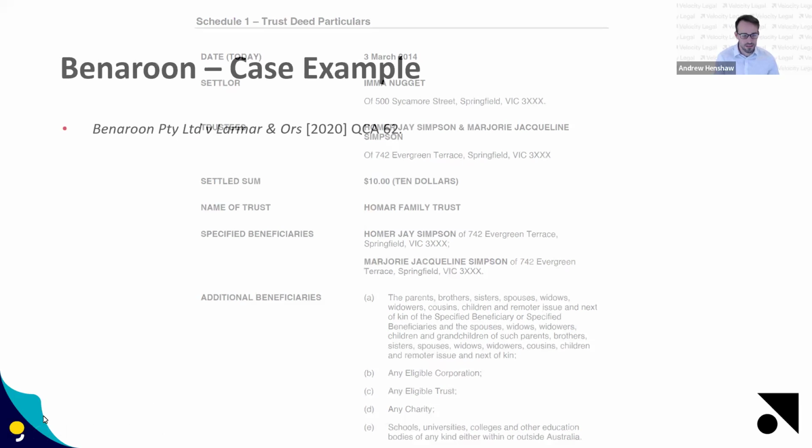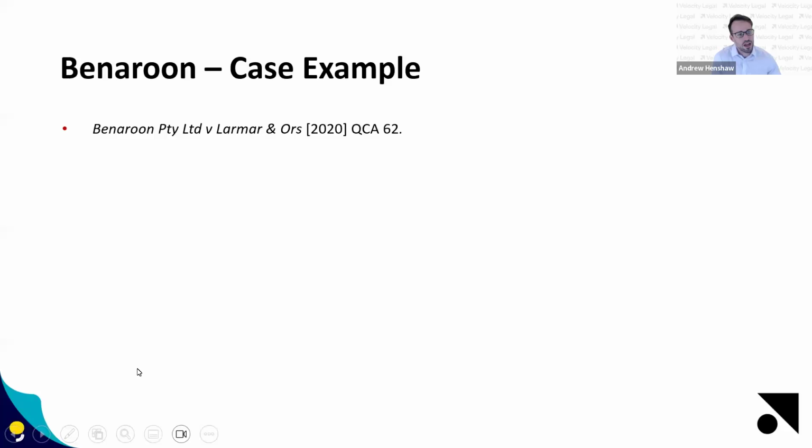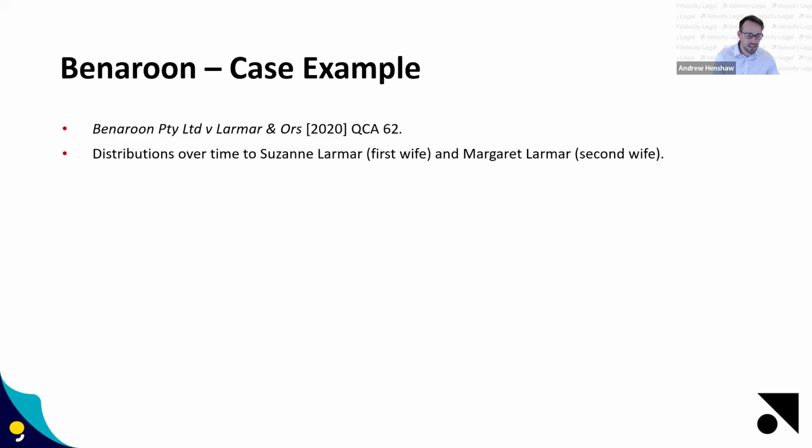Okay, another case example, a real-life example, is a case in Queensland from a couple of years ago. It's a really interesting case. It's called Benaroon and Lamar. It didn't involve the ATO. It was essentially two people associated with a family trust. And this family trust had been set up in 1977. It had been set up by a Mr. Lamar and his wife at the time, Susan Lamar.